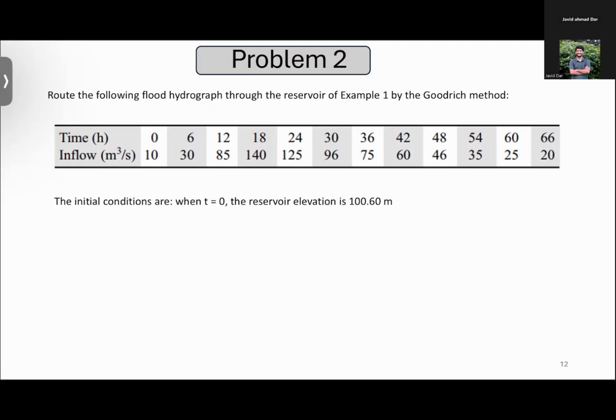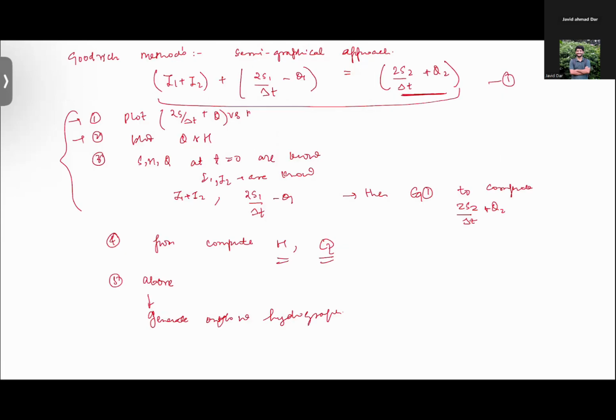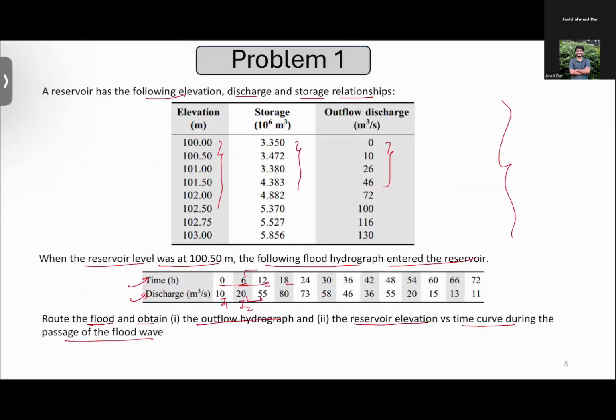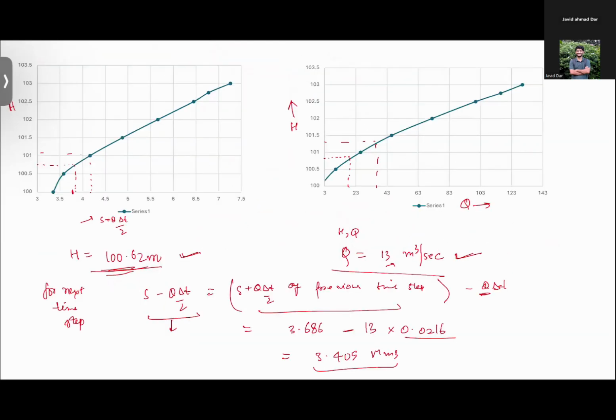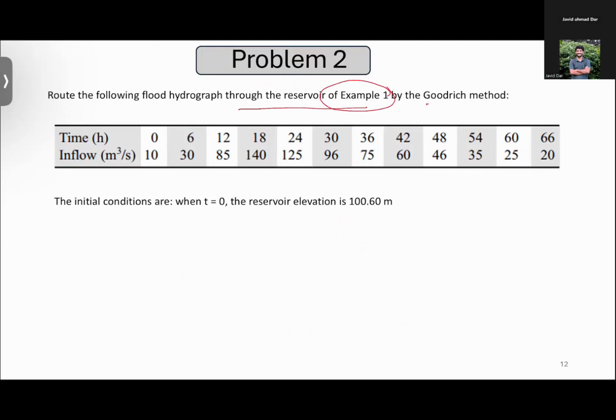So now we are going to do problem number two, which is to route the following flood hydrograph through the reservoir. And this is the same as example one. Here we solved this by using the modified Puls method. And now we need to solve this by using the Goodrich method. So the initial conditions are given: the reservoir has an elevation of 100.6. You are also given the time and inflow.